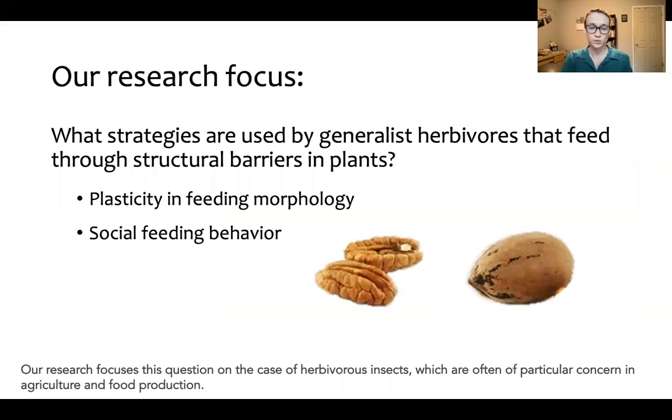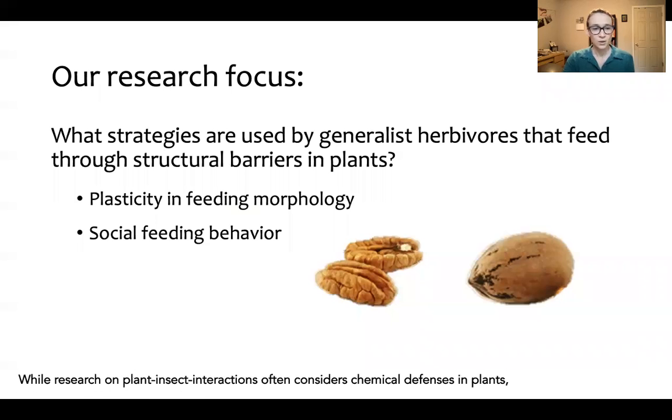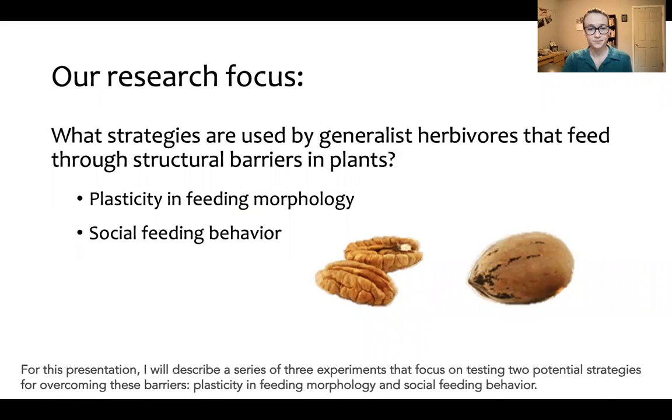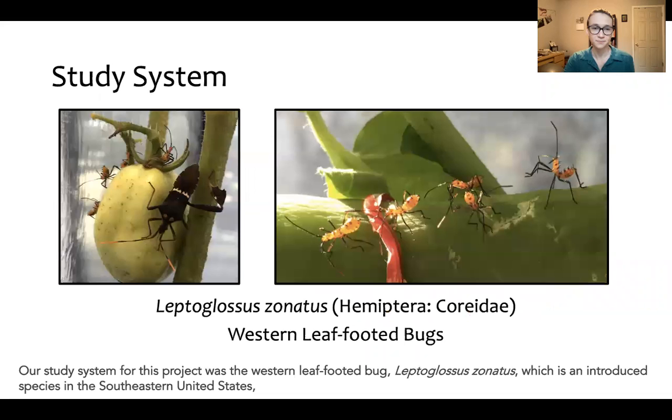Our research focuses this question on the case of herbivorous insects, which are often of particular concern in agriculture and food production. While research on plant-insect interactions often considers chemical defenses in plants, there have been fewer investigations into the strategies used by generalist herbivores to overcome a wide range of structural barriers in plants, such as the shells of nuts. For this presentation, I will describe a series of 3 experiments that focus on testing 2 potential strategies for overcoming these barriers: plasticity in feeding morphology, and social feeding behavior.